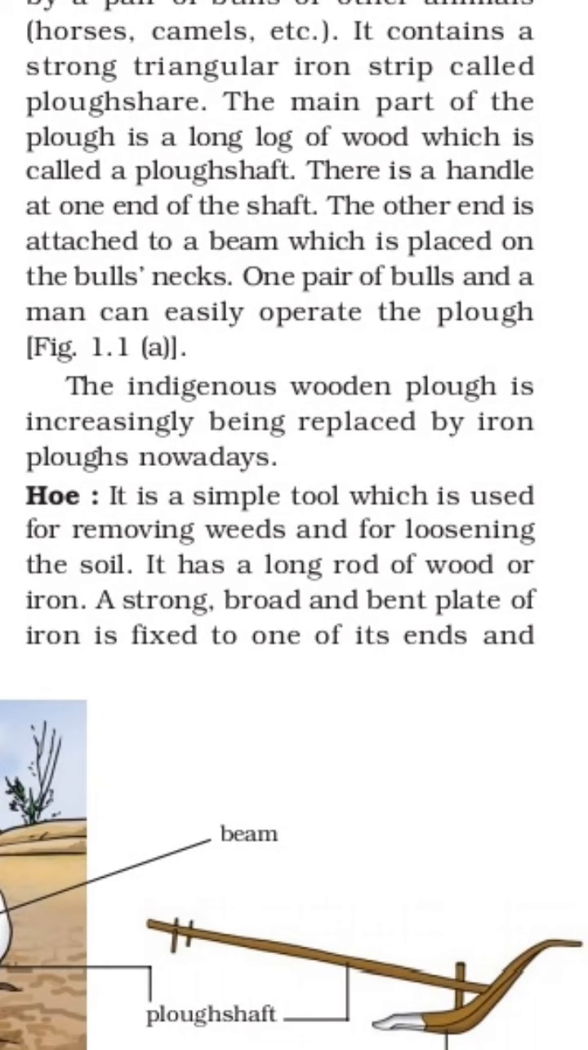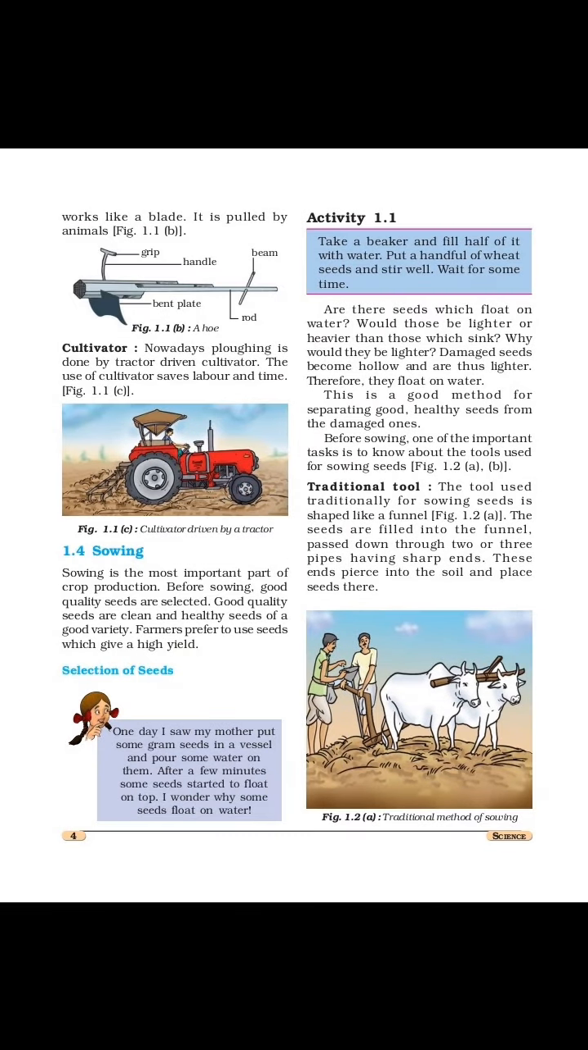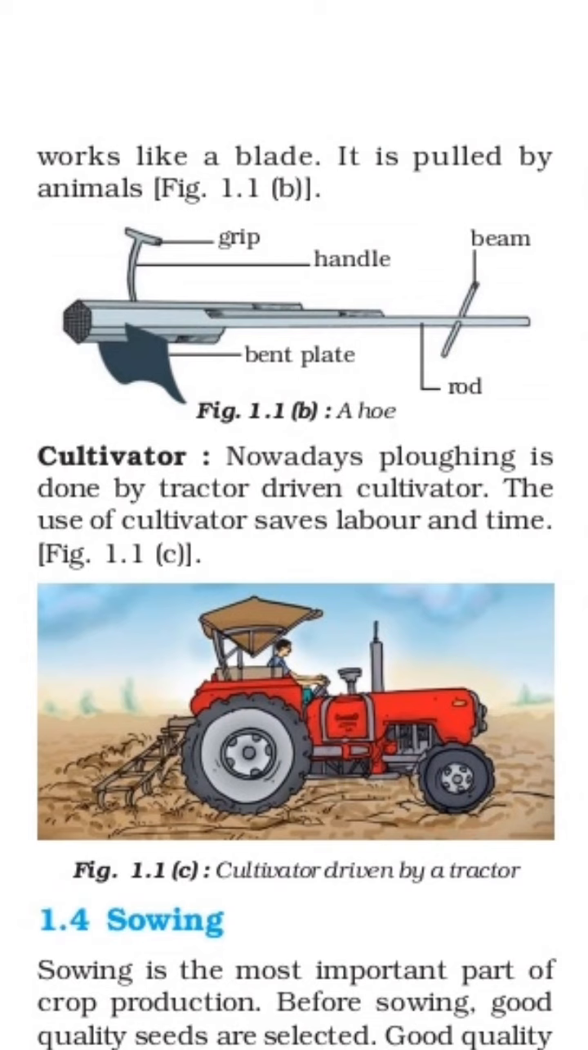It is a simple tool which is used to remove weeds and for loosening the soil. It has a long rod of wood or iron, and a strong, broad, blunt plate of iron fixed to one of its ends, and it works like a blade pulled by animals. Now here on the screen you can see the picture of the hoe. It has a long rod.